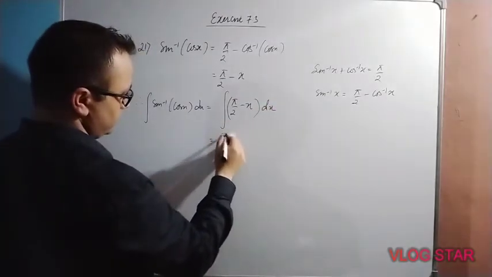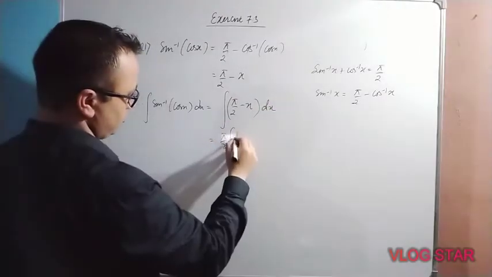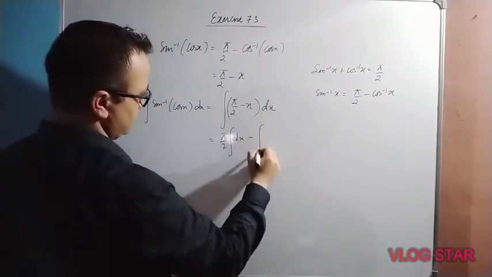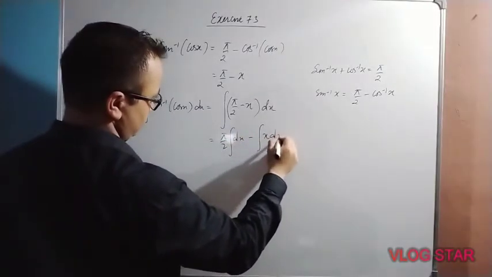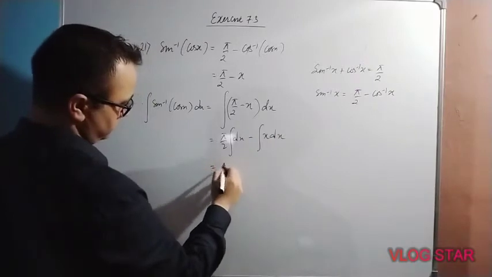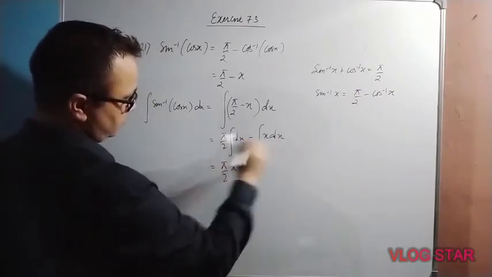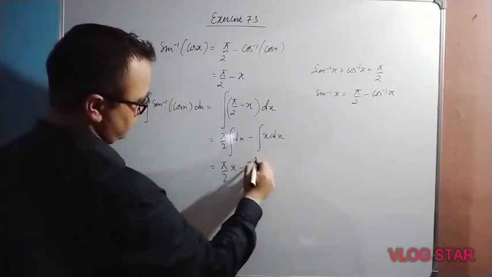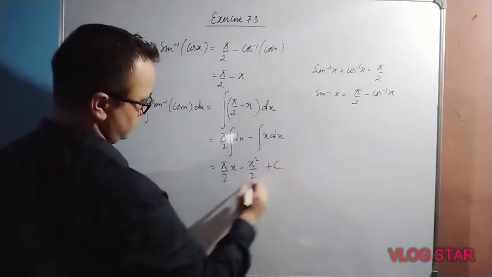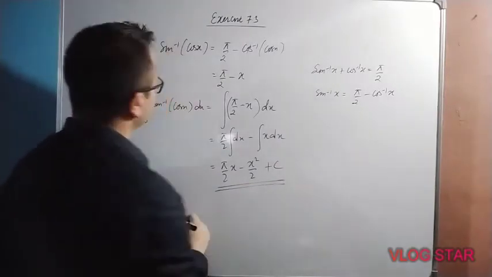Pi by 2 is the constant. Now integrate dx only, minus the integration of x dx. So this will be pi by 2 times the integration of dx, which is x, minus the integration of x, which is x square by 2, plus c. Now this is the answer of question number 21.